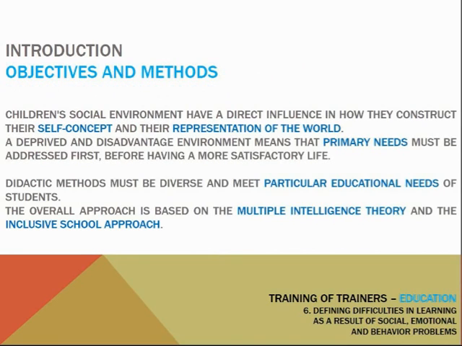In slide number 3, we can see that children's social and environment have a direct influence in how they construct their self-concept and their representation of the world. A deprived and disadvantaged environment means that primary needs must be addressed first before having a more satisfactory life. In the next 2 slides we will briefly present the theoretical assumptions that are the base of this presentation.